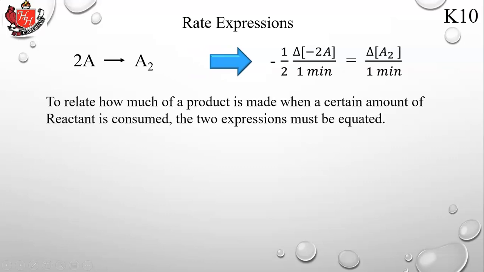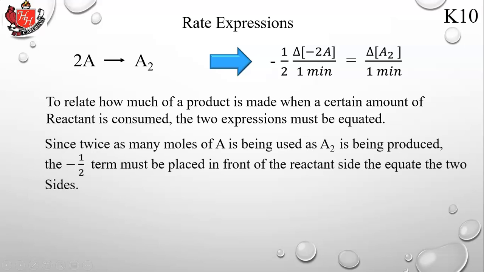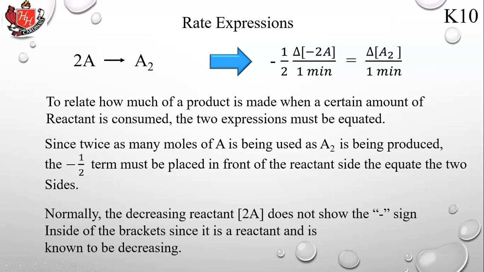To relate how much of a product is made when a certain amount of reactant is consumed, the two expressions are equated. Since twice as many moles of A is being used as A2 is being produced, the -1/2 term must be placed in front of the reactant side to equate the two sides. Normally, the decreasing reactant 2A does not show the negative sign inside the brackets since it is a reactant and is known to be decreasing.